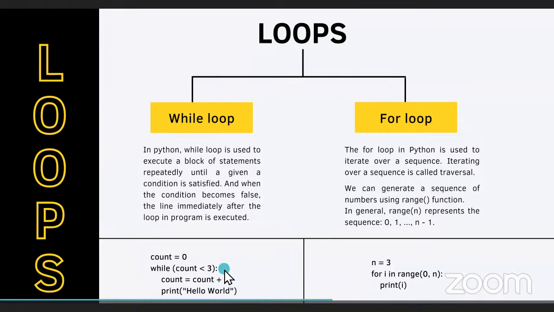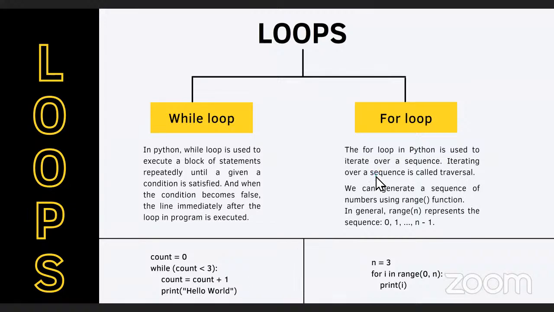This is true. What will be the value of count now? 2. And will we print hello world or not? We will print. Now the value of count is 2, right? 2 is less than 3. What will be the value of count now? 2 plus 1 is equal to 3. Right or no? Yes. We will print hello world. Total 3 times we have printed hello world. Clear now? Understood. Okay, thank you.